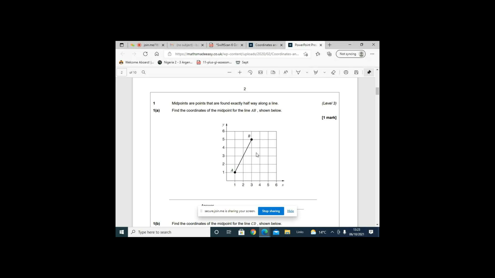So can you see the midpoint now? So what's going to be the coordinate of the midpoint? The midpoint between A and B.